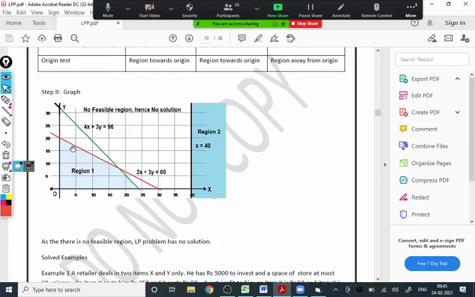So this one is the first two constraints. Region 1 satisfies only the first two constraints, while region 2 satisfies only the third constraint, and there is not a single point which satisfies all 3 constraints, so there is no feasible region. No feasible region means there is no set of possible solutions, so how can we optimize it? So there is no solution at all. The problem does not have a solution. Is that clear?